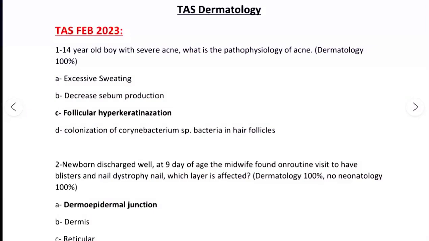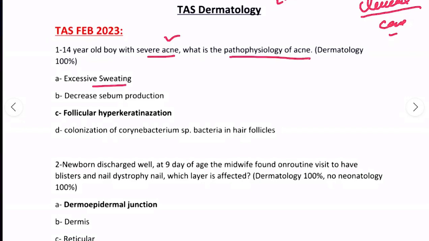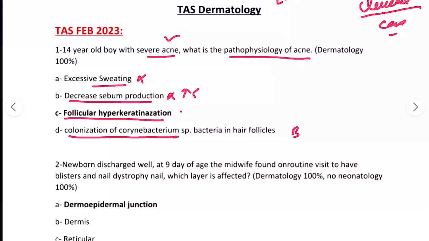Next, we are going to your dermatology recalls. We have done the clinical cases; these recalls are basically along the lines of your clinical cases. Now see here, a 14-year-old boy with severe acne. We have read what is the pathophysiology: excessive sweating, not at all; decreased sebum production, no; increased sebum production, follicular hyperkeratinisation. Colonization with Corynebacterium, not especially with that bacterium. In the hair follicles there is an increased inflammatory process, but not with the special Corynebacterium. C is the correct answer.